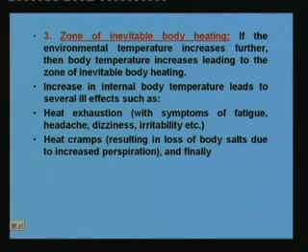Heat cramps means basically loss of body salts due to increased perspiration. Whenever the body is losing water by perspiration, along with the water, salt also is lost. Once the body loses too much salt, it goes into what is known as heat cramp.